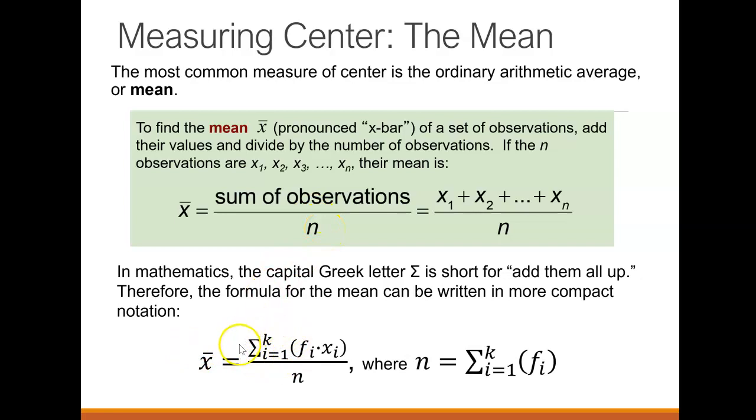So if I look at this symbol here, I read this as the sum from i equals 1 to k, starting at 1, of f of i times x of i. So that's the frequency at which that observation occurs, multiplied by the observation, divided by n, where n is just the number of observations.